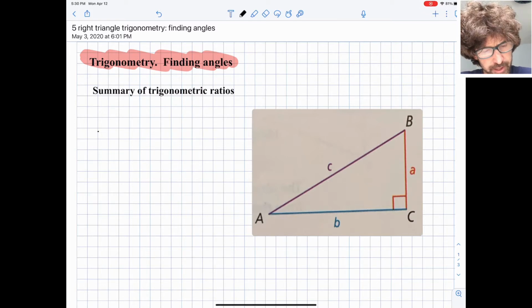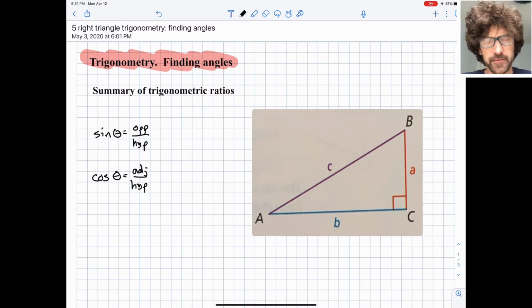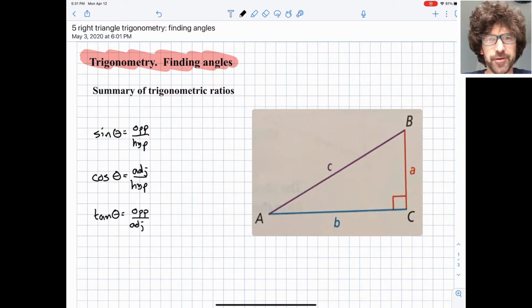Reminder of our trig ratios: sine of theta is opposite divided by the hypotenuse. The cosine of theta is adjacent divided by hypotenuse, and opposite and adjacent need to be legs of the triangle. The hypotenuse obviously is the hypotenuse of the triangle, and tangent of theta is opposite divided by adjacent. Please do not refer to these as sin, cos, and tan. Please refer to them as sine, cosine, and tangent. Okay.